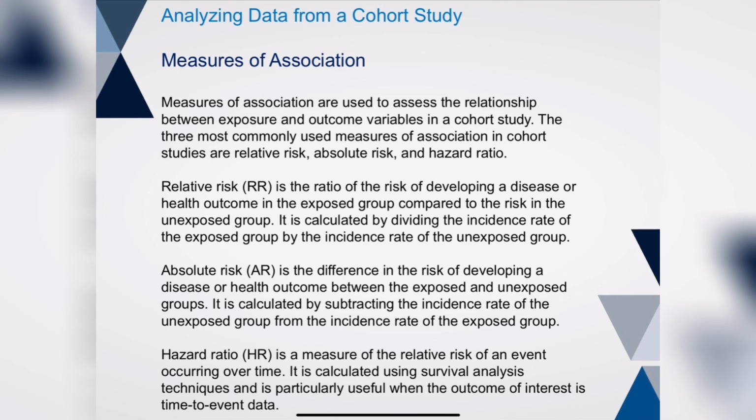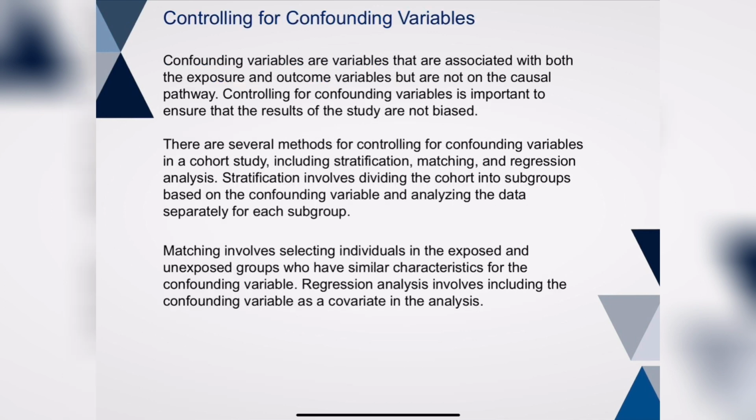Hazard ratio is a measure of the relative risk of an event occurring over time. It is calculated using survival analysis techniques and is particularly useful when the outcome of interest is time to event data. Next one is controlling for confounding variables.